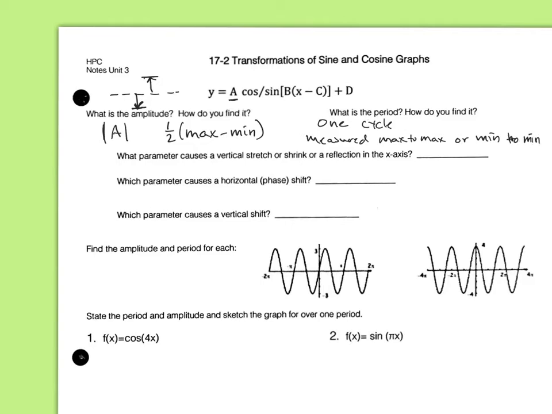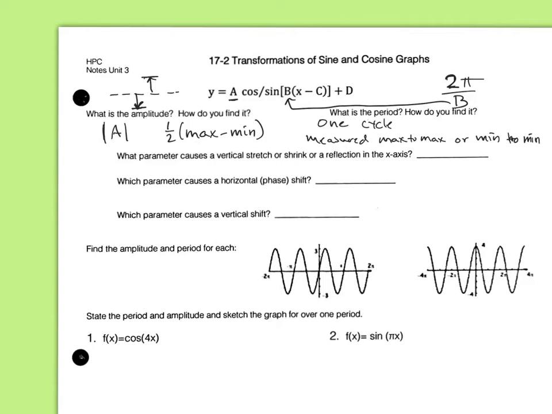The formula to find it is 2 pi over b for sine and cosine. It's not that for everything, but in order for sine and cosine to go through one cycle, it's 2 pi divided by b. And of course, b is the term next to x.